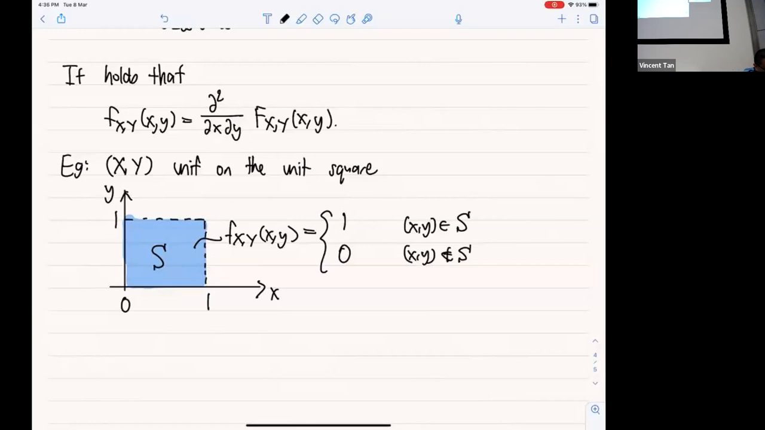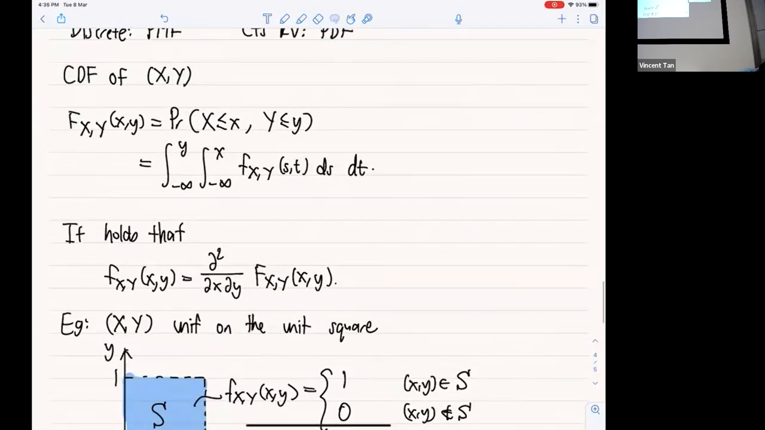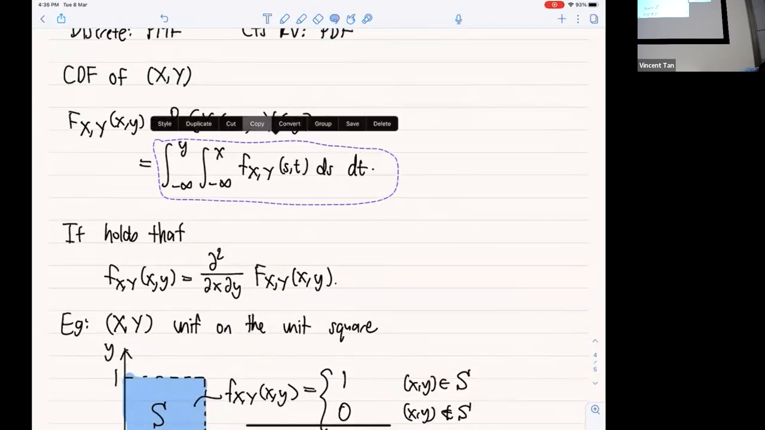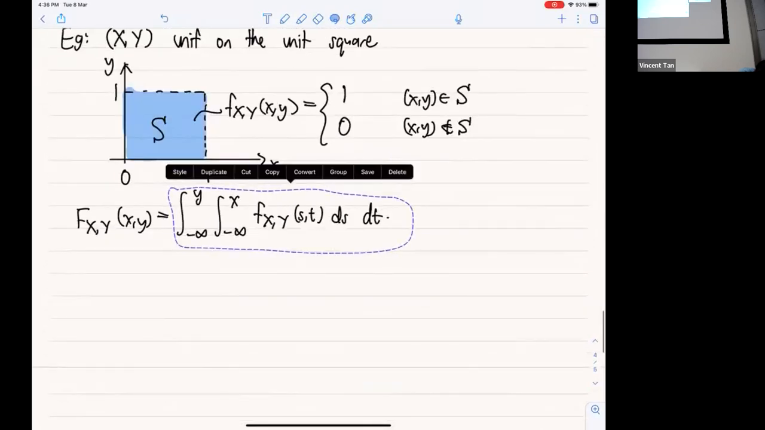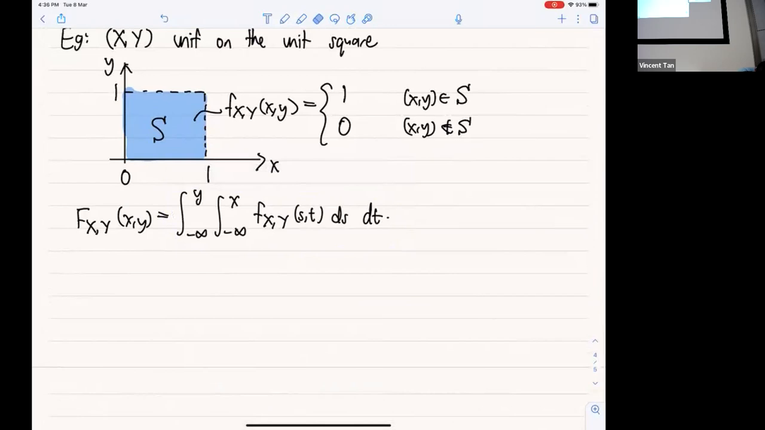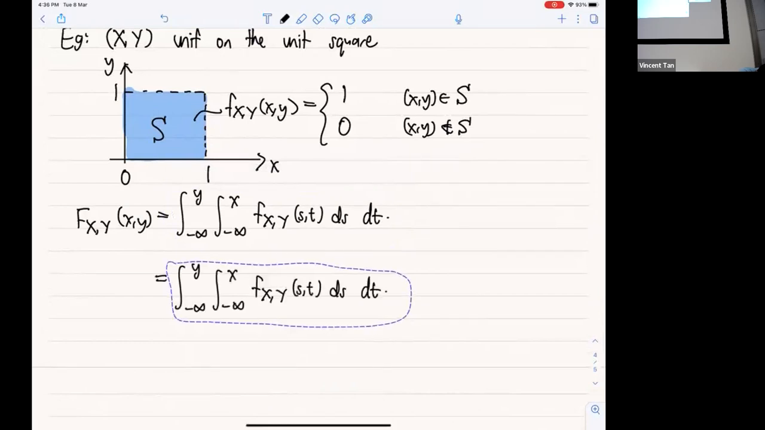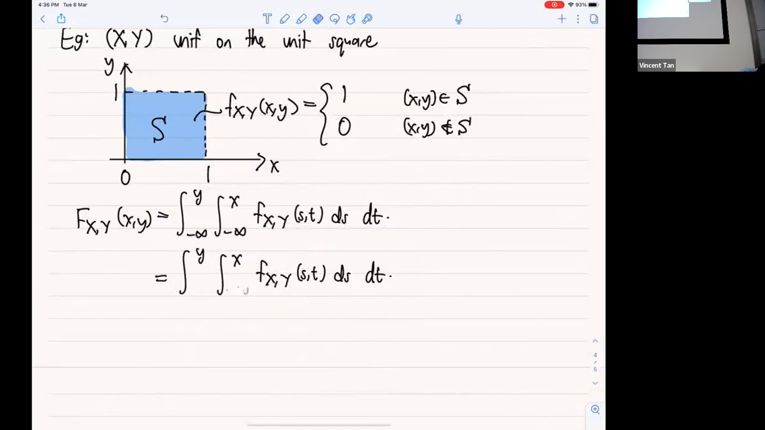So now we can easily evaluate the CDF, which is F(x, y). We have that particular formula, which is this, okay? And we can just plug it in. The density is particularly simple, but before we do anything, let us try to reduce the range, because we don't have to go from minus infinity to y. We just have to go from zero to y since the density is zero outside this region. But once we have this, for (x, y) inside the square, this becomes 1 ds dt.